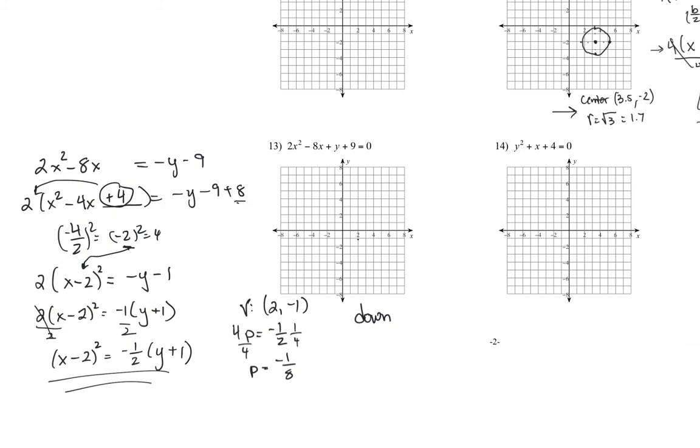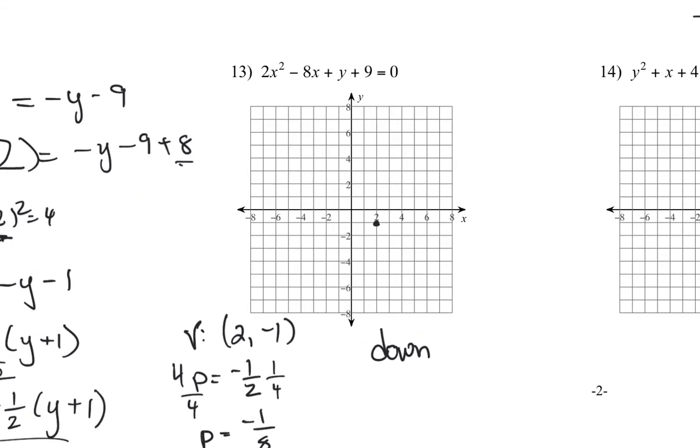So 2, negative 1 is going to be here. And if it's opening down, I can kind of already sketch that in, right? I know that there's a focus inside. There's a focus here. And just behind it, right here, this is my directrix. We also know we have the axis that goes straight down the middle. This is the easier one. This is the axis of symmetry.